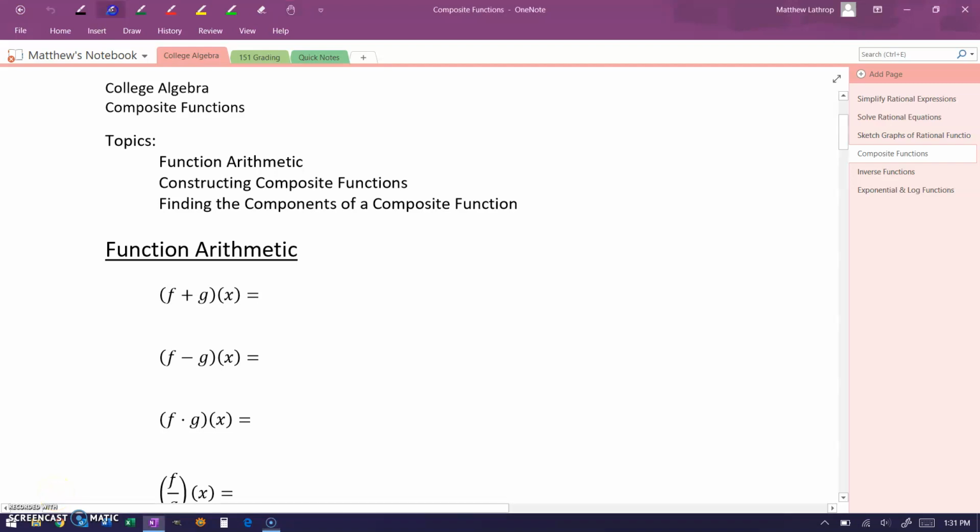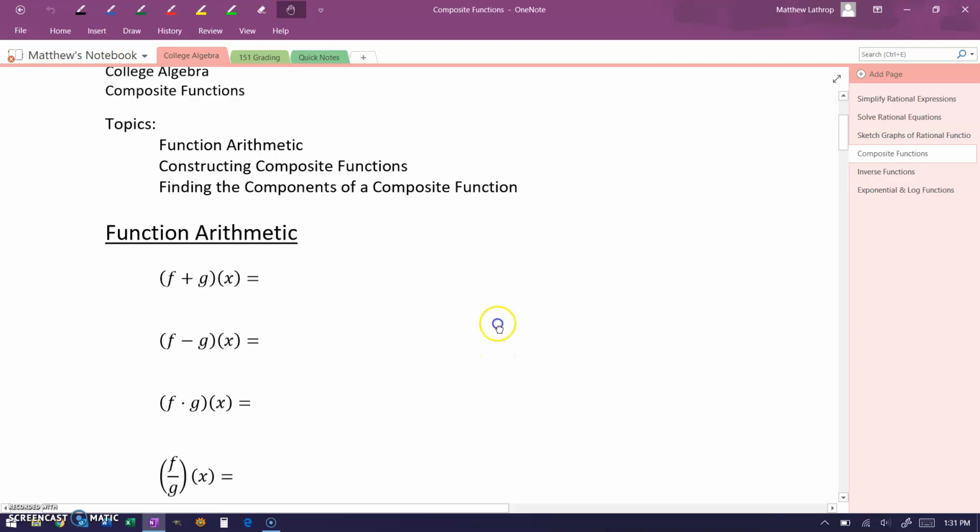We want to start off this section by talking about the idea of function arithmetic. Basically the idea that we can take two functions and add, subtract, multiply, or divide those two functions. First, we want to introduce some notation.